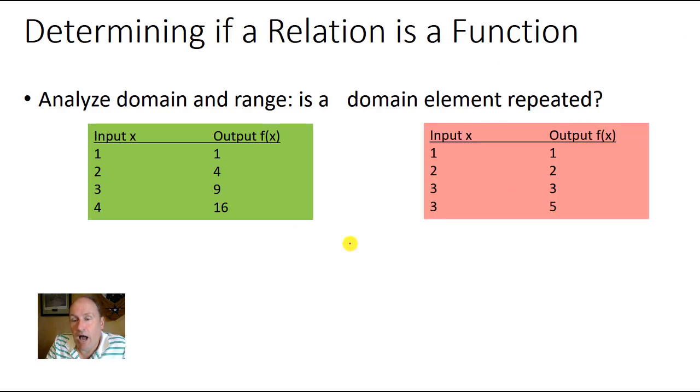This red box is a non-example of a function because you'll notice the element 3 in the domain appears twice. 3 could be 3, or 3 could wind up mapping to 5. That makes it a relation, certainly. It's a relationship, but it is not a function. A function is a very special relationship where we only have one unique set of inputs or domain.